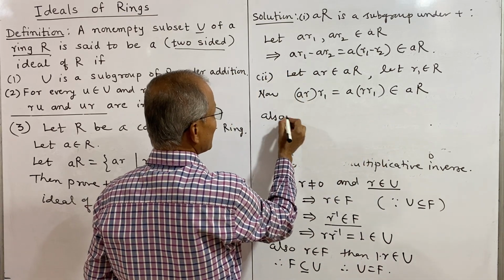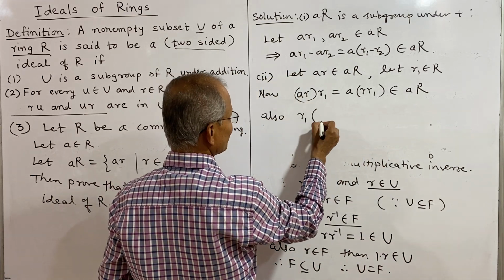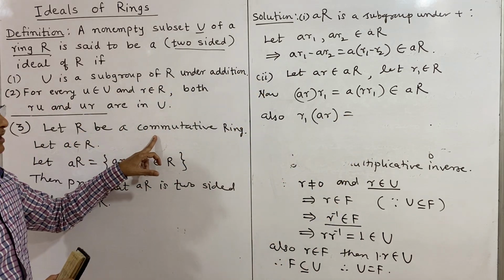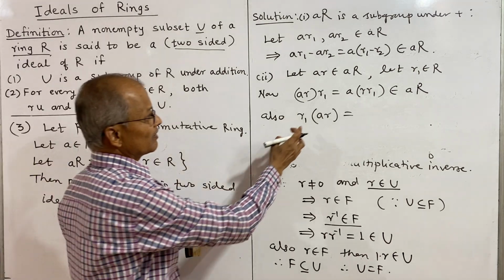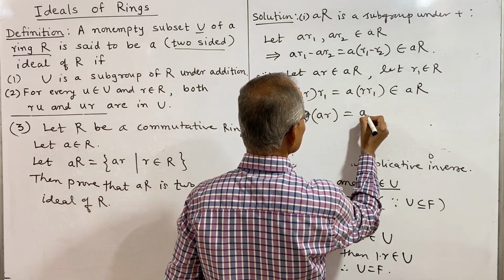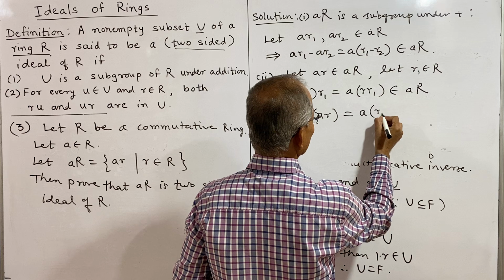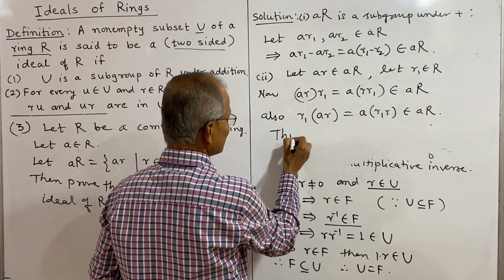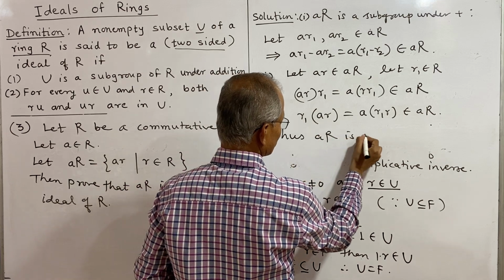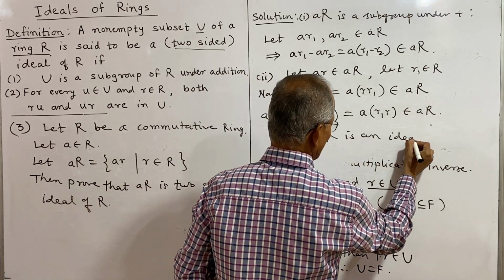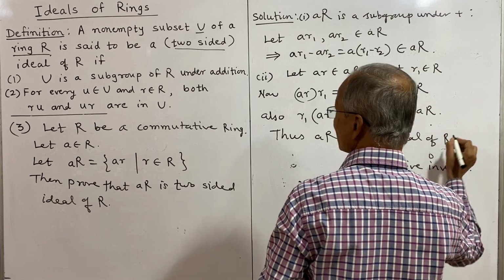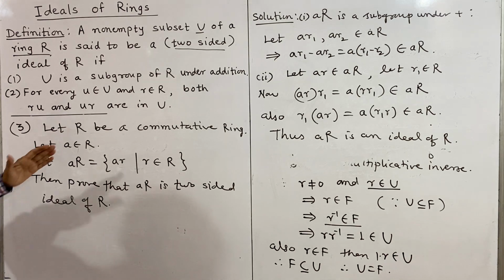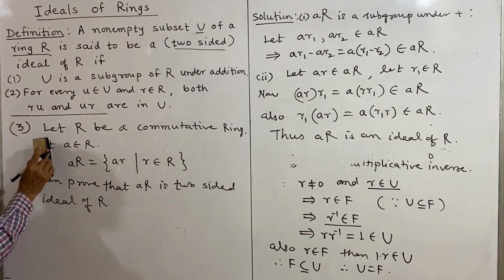Also, now we have to consider r1 into ar, and because the ring is commutative, we can write this with a as first factor, and this can also be written as a into r1 r, and this belongs to AR, and thus AR is an ideal of the commutative ring R. So we have proved that this also forms an ideal.